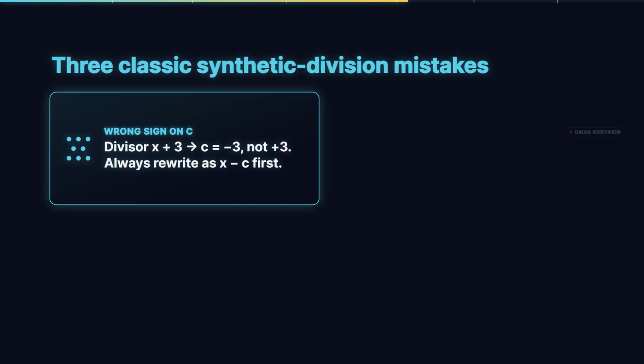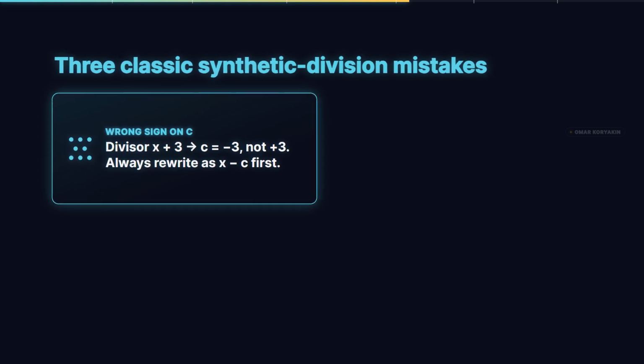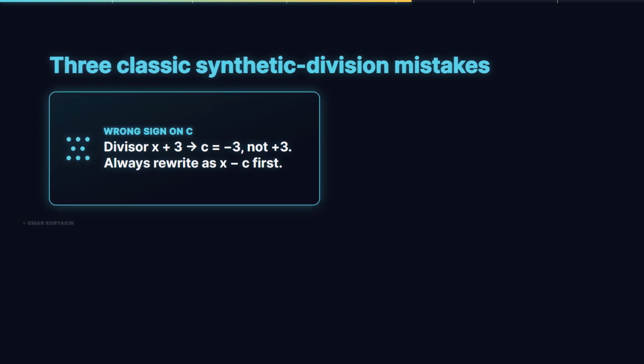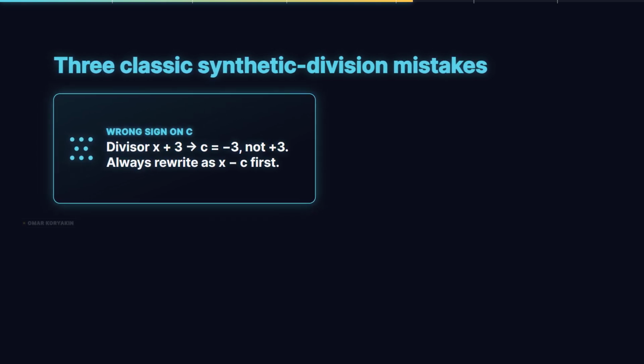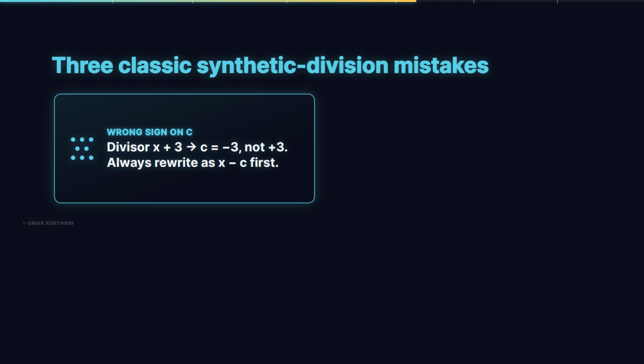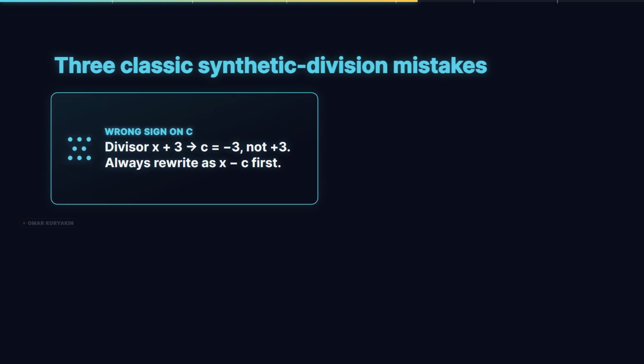A student looks at the divisor x plus 3 and writes c equals plus 3 at the left of the tableau, when actually c equals negative 3, because the divisor must be rewritten in the form x minus c. Plus 3 would be correct only if the divisor were x minus 3.